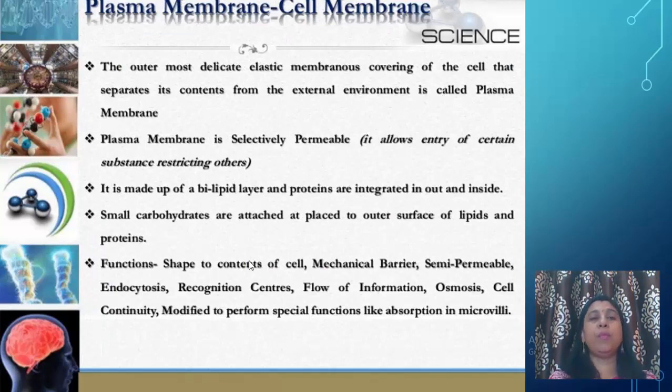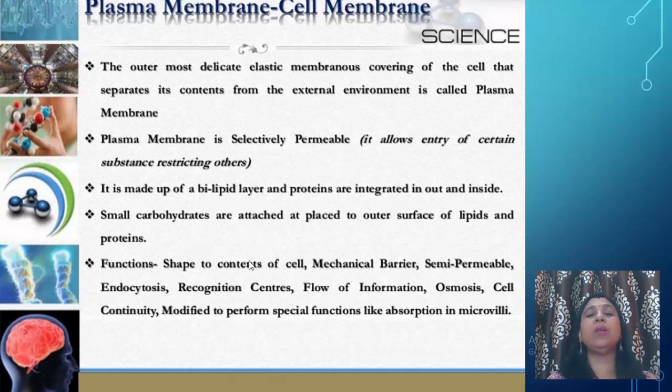Now coming to plasma membrane. In all the cells, the three basic components which are present are plasma membrane, cytoplasm and nucleus. So first of all, we are going to study about plasma membrane. The outermost delicate elastic membranous covering of the cell that separates its contents from the external environment is called as plasma membrane. Plasma membrane is selectively permeable.